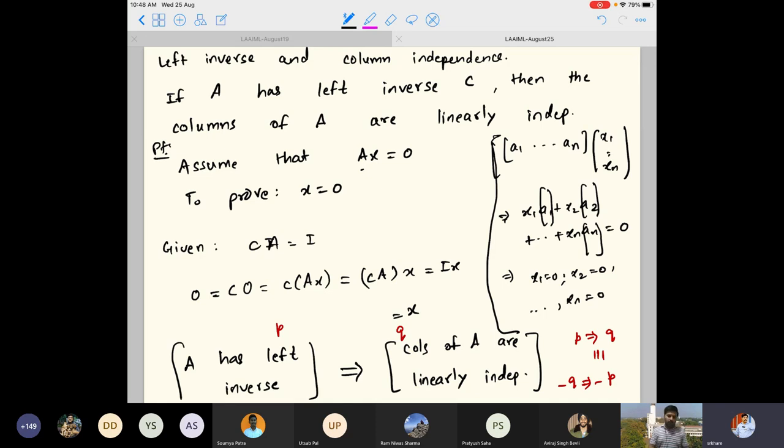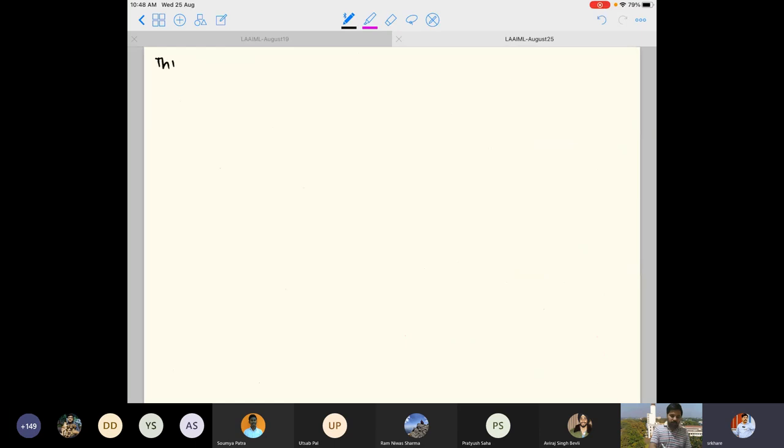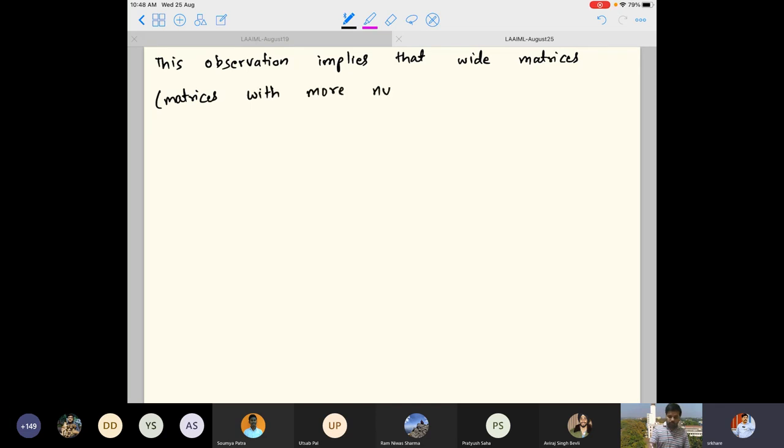Do you understand? So I'm going to write, this observation implies that wide matrices, so what are wide matrices? Matrices with more columns than rows, cannot have a left inverse.